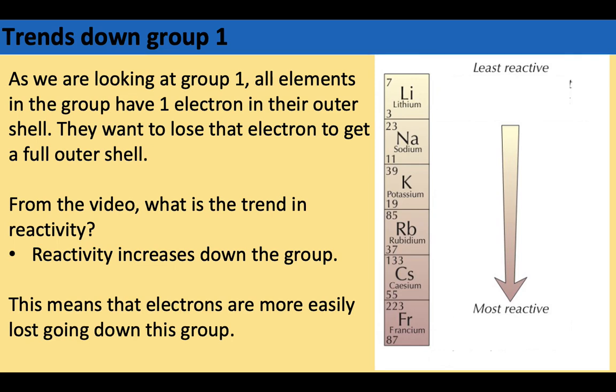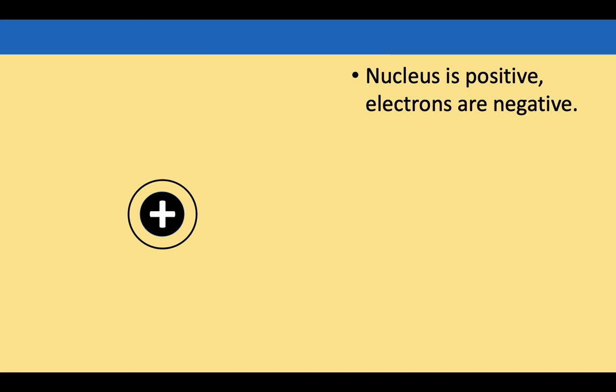So that means that electrons are more easily lost as you go down the group. So cesium can lose its outer shell electron more easily than rubidium can, which can lose its outer shell electron more easily than potassium can, which can lose its outer shell electron more easily than sodium can, which can lose its outer shell electron more easily than lithium can. Okay, so as you go down the group, you've got to think of cesium can lose its electron more easily than lithium can at the top. So why is this the case?